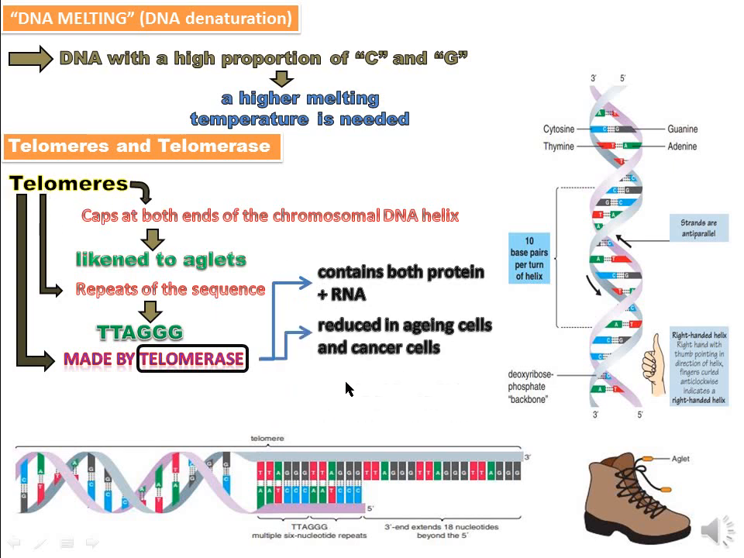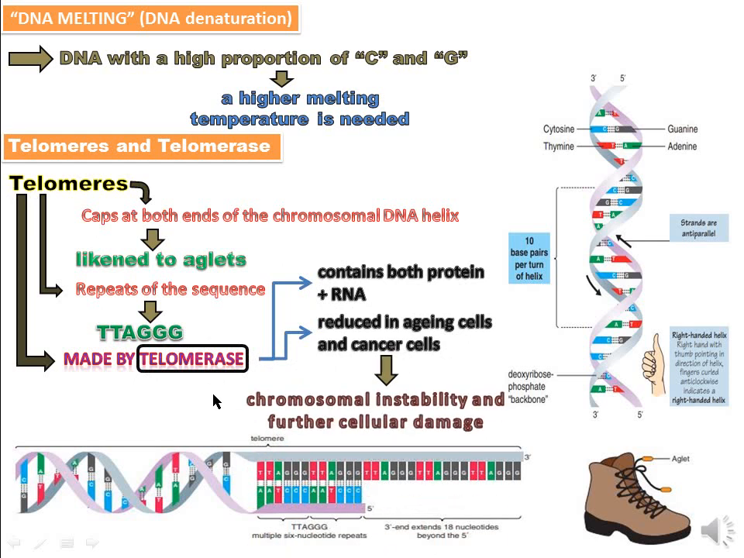And in the second step, in aging cells and in cancerous cells, telomerase is reduced in number. The reduction of the telomerase results in chromosomal instability. If chromosomal instability occurs in a cell, that cell becomes abnormal, which causes cellular damage. And if I talk about how many base pairs are present in DNA per turn of a helix, 10 base pairs are present per turn of a helix.